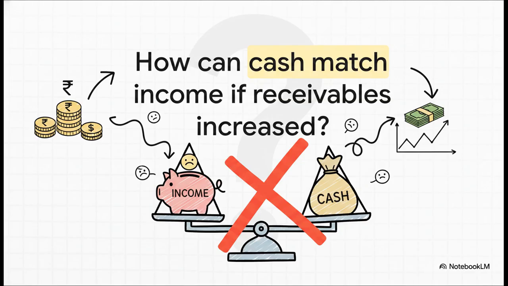Think about it. If your interest receivable asset increased by over 1.5 million Indian rupees during the year, which literally means you recognized way more income than you actually collected in cash, how on earth can your cash received perfectly match your total interest income? It's mathematically impossible. There is no way around it. That cash flow statement has a major material error.